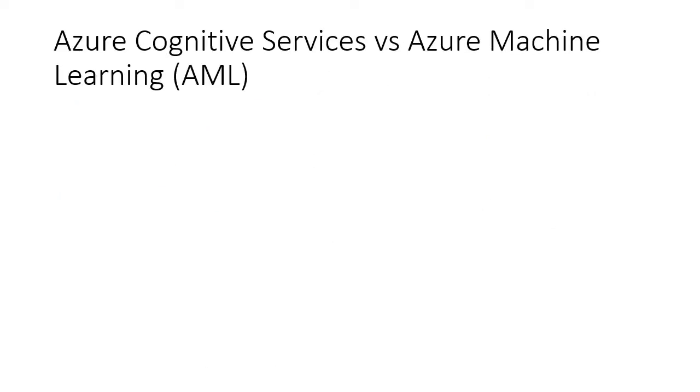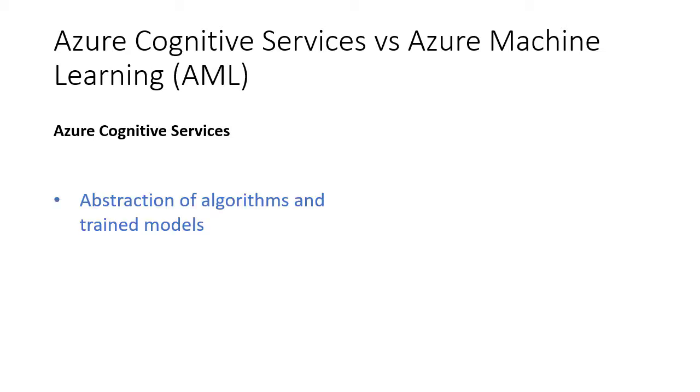So definitely there are differences between Cognitive Services and Machine Learning services. I would like to highlight some of the main differences to allow you to understand in which scenarios you should consider using Cognitive Services and in which scenarios you should consider using Azure Machine Learning. Starting with Cognitive Services, it gives you an abstraction of the algorithms and trained models being used, so you can focus on just using the service and your data to fit your business needs.